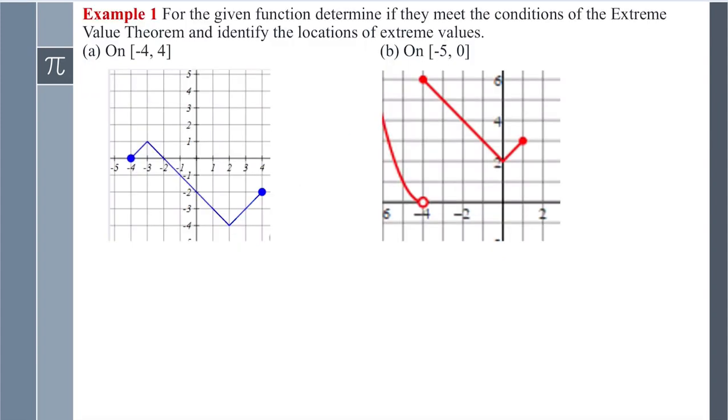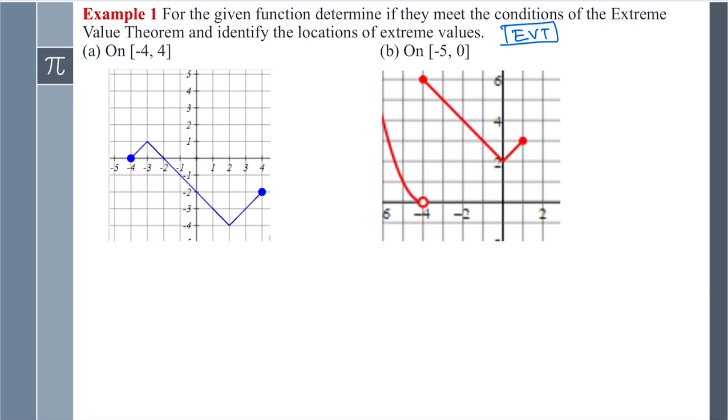So now, here's an example. Here we are given the graph of the function, and then we are given the interval. It's asking us to determine whether these functions in that given interval meet the conditions of the extreme value theorem. I'm going to say extreme value theorem as EVT. Do they meet the conditions for the extreme value theorem or not? And then we identify the extrema values here.